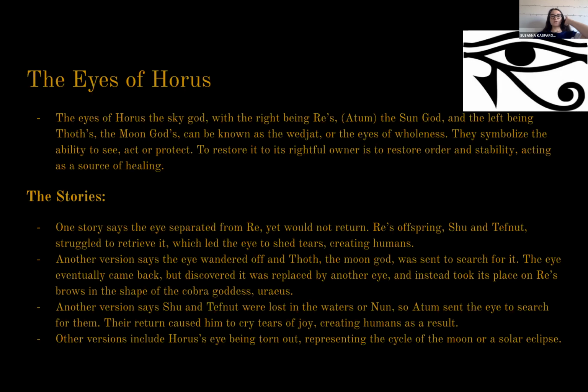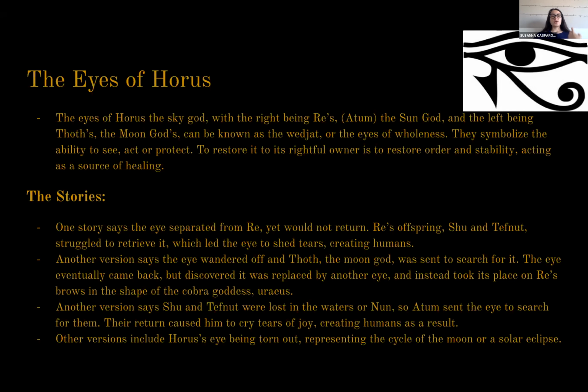So basically, there are many stories of how the eye created humans. One of them says that the eye separated from Ra and would not return. And so his offspring, Shu and Tefnut, struggled to retrieve it. That led the eye to shed tears, and that created humans.